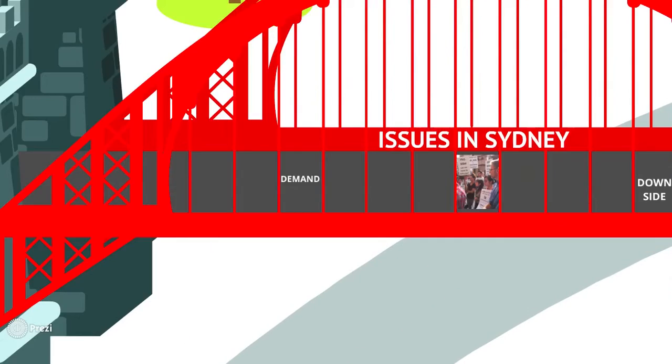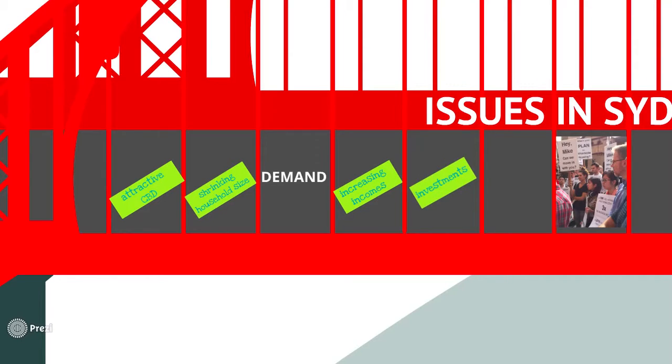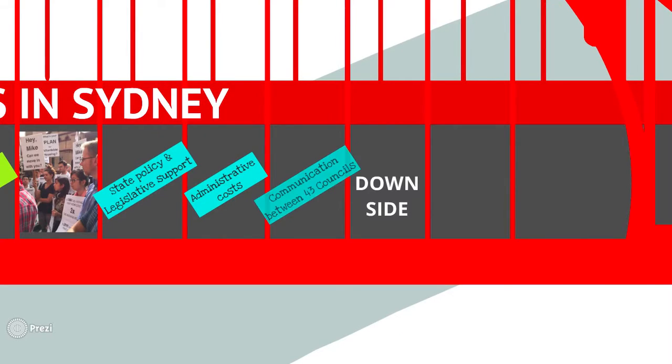The factors influencing the increase in demand are more people wishing to live in the CBD, shrinking household size, increasing incomes, increased investment due to lack of capital gains taxes on owner-occupied houses, and the ease at which people have access to credit. The downsides of Sydney's planning are lack of strict state policies or legislative support from the federal government. Administrative costs while negotiating on cases are high.